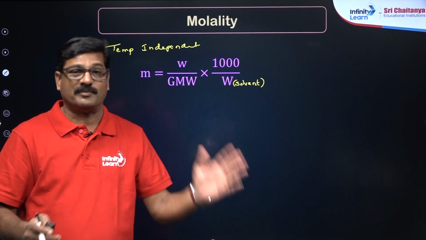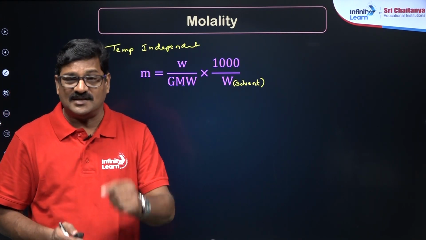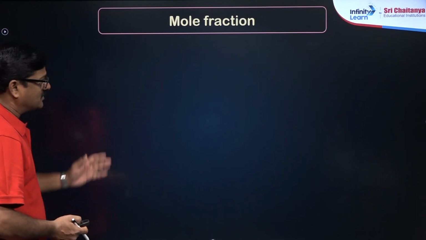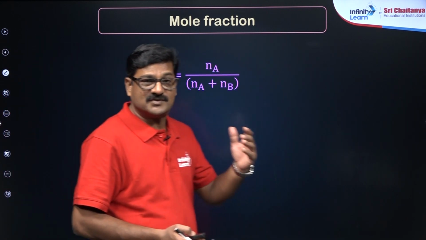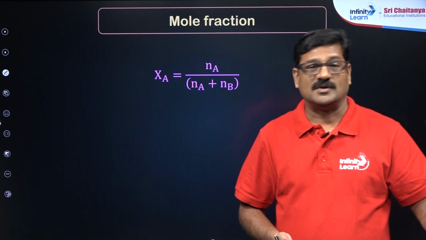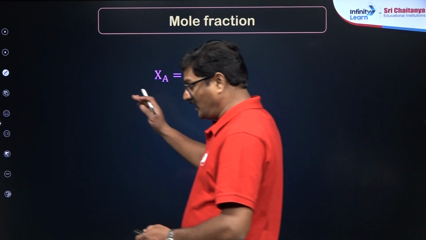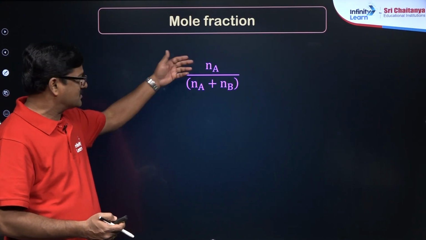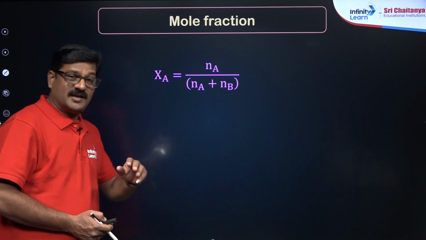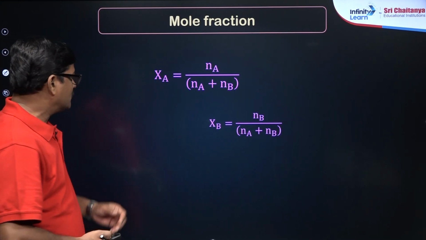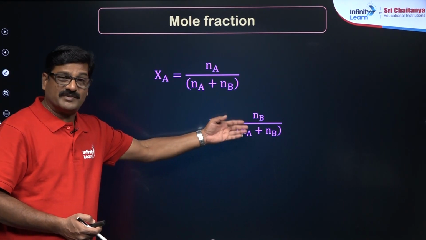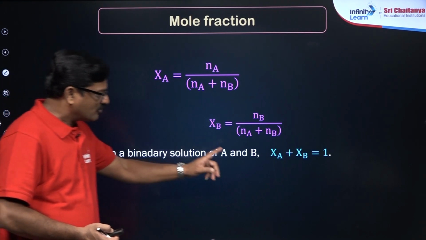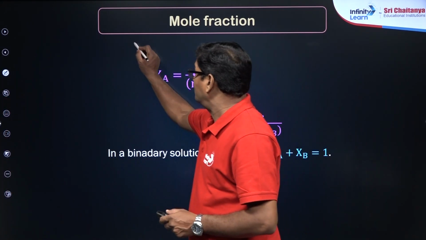Molality and mole fraction are temperature independent. Mole fraction is the ratio of the number of moles of a component to the total number of moles. Let us say A is a component and B is another component, a binary solution. The mole fraction of A is given as Na upon Na plus Nb. Similarly, for component B, the mole fraction is Nb upon Na plus Nb, and the sum of these two is equal to 1, and it is also temperature independent.